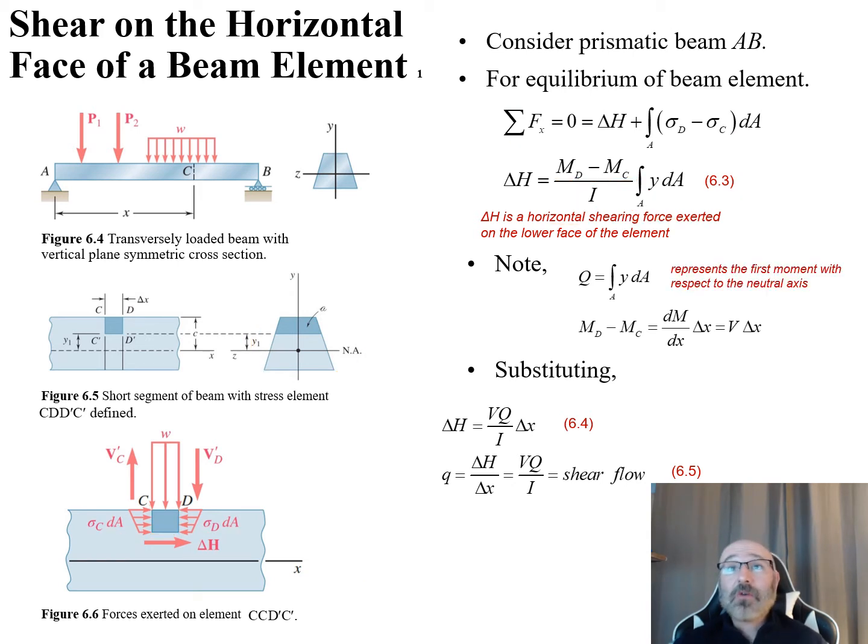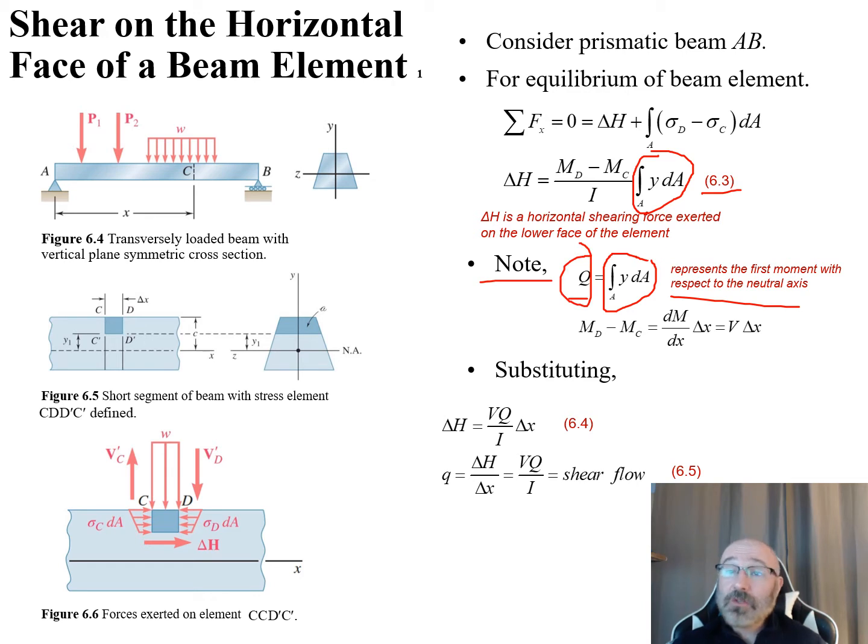So now looking at that equation, 6.3 for our delta H, one thing we want to note here is we have this value Q, which represents the first moment with respect to the neutral axis, and this is given by the relationship for the integral over the area of y dA. We notice that that goes right there from equation 6.3, so that's our Q value.